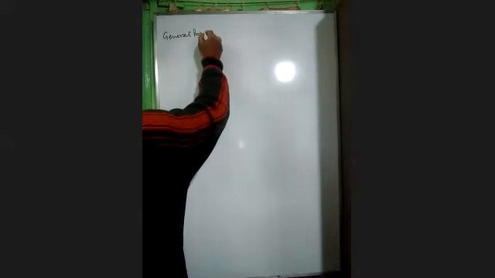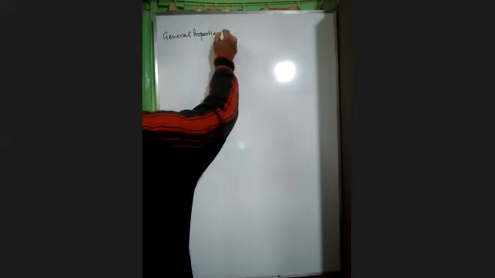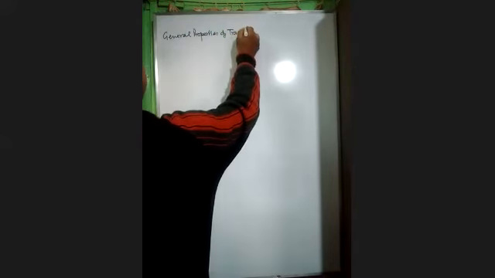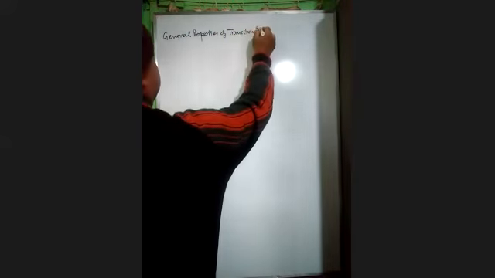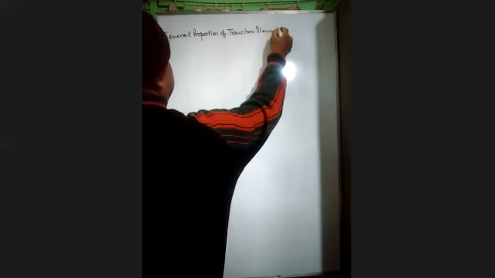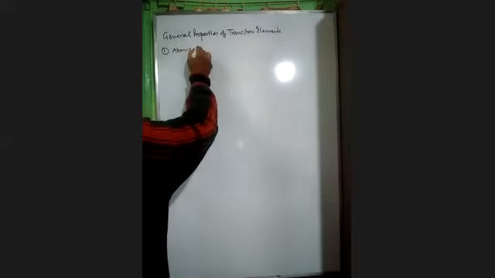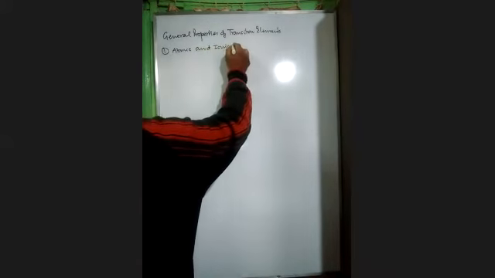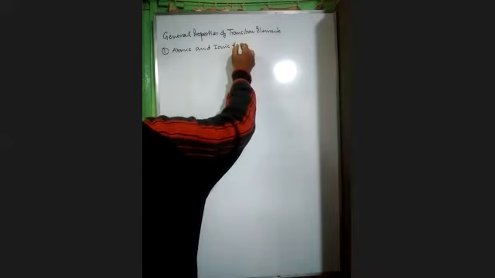General properties of transition elements. 1. Atomic and ionic radii.